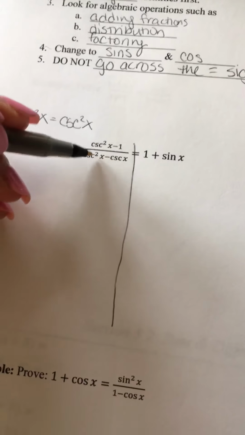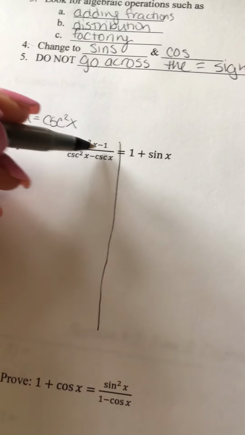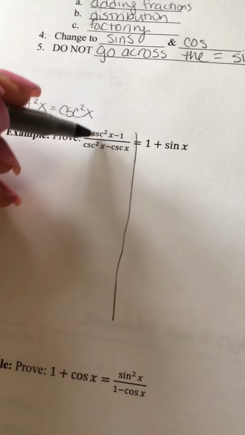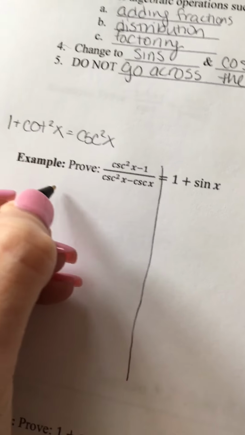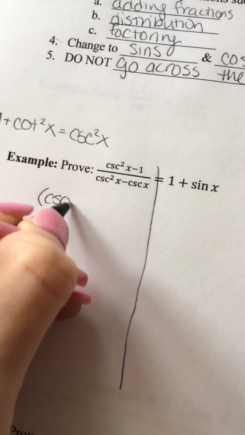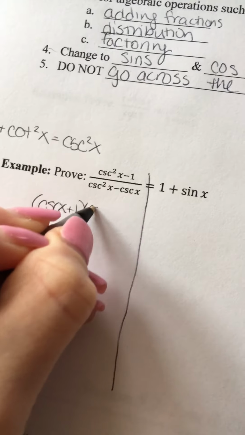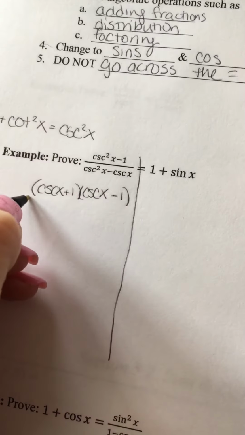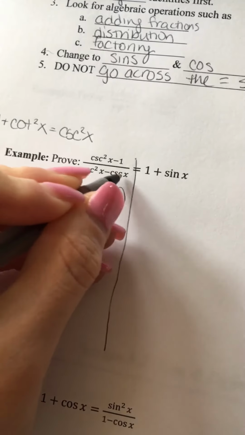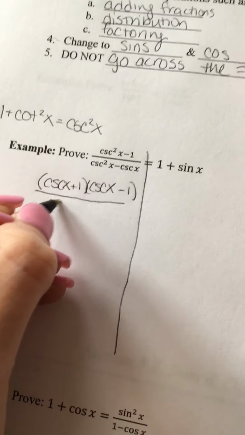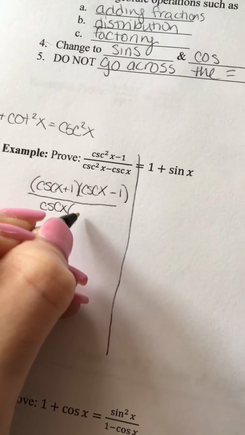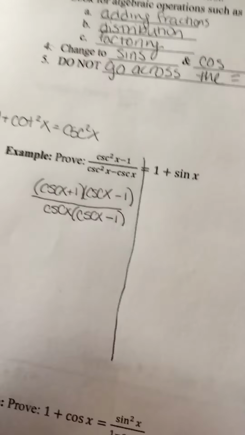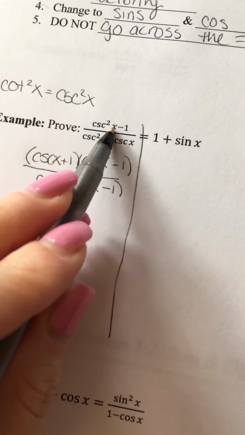Okay, so the top part of this fraction is a difference of 2 squares, cosecant squared and 1. I can factor out this top and make it look like cosecant of x plus 1 times cosecant of x minus 1. Okay, difference of 2 squares on the top. And on the bottom, each of these terms has a cosecant of x in it. So I'm going to factor one of them out.